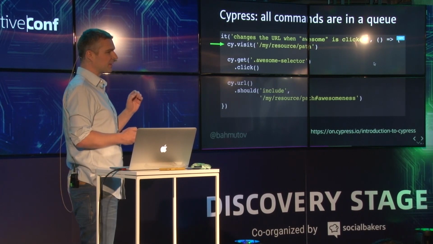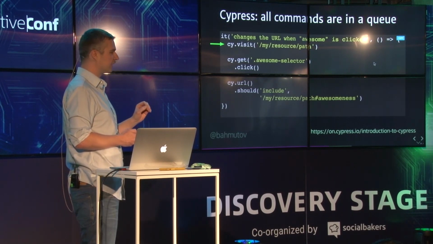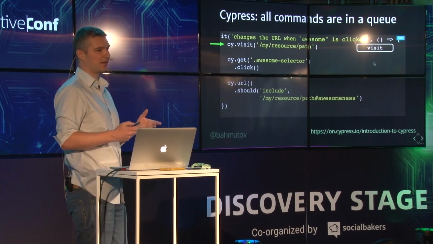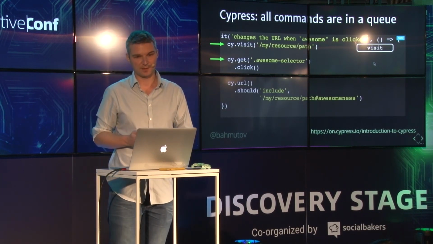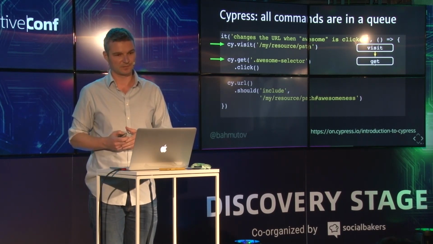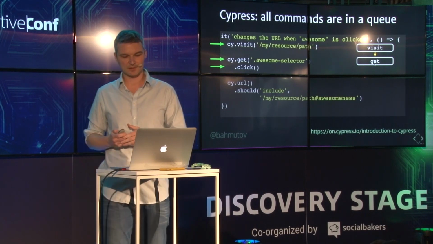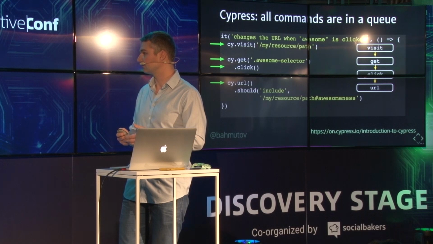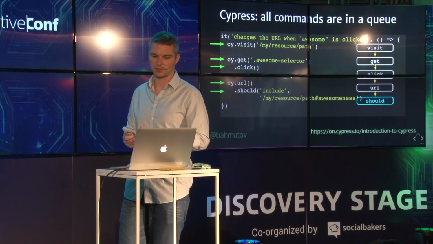You're not running the test immediately. That's why you cannot use async await. Instead, when Cypress sees visit, it actually adds a command in its queue. When it sees cy.get, it adds another command and links it to the first one in its queue. When you say click, you're adding a thing into the queue. And so on. And the assertion is added to the queue.